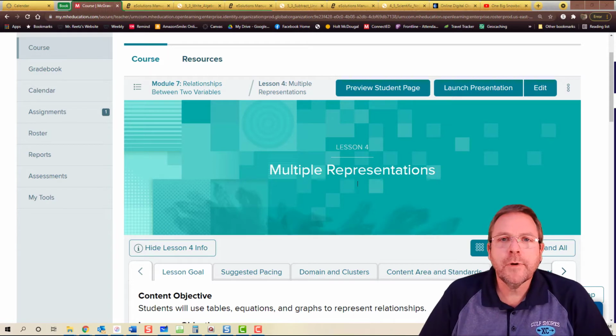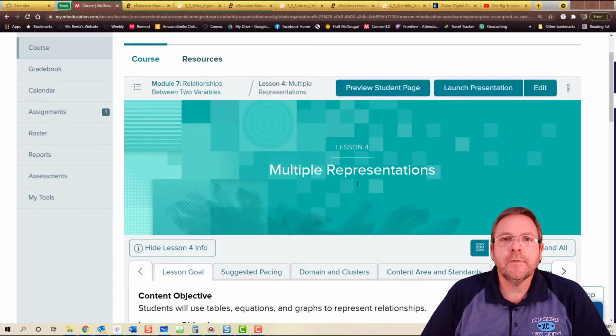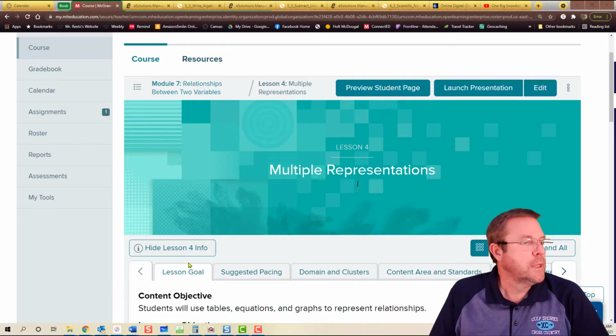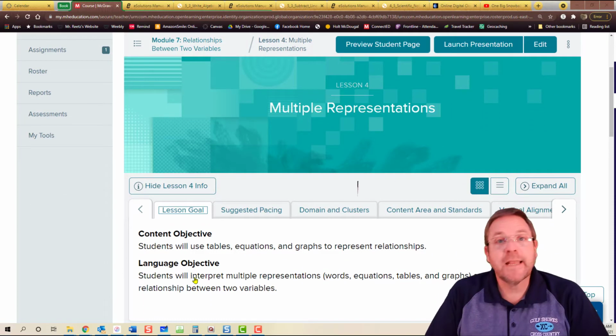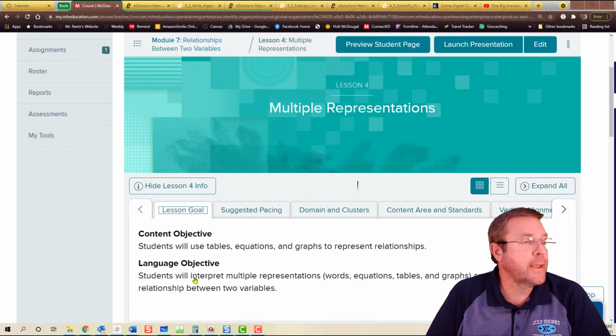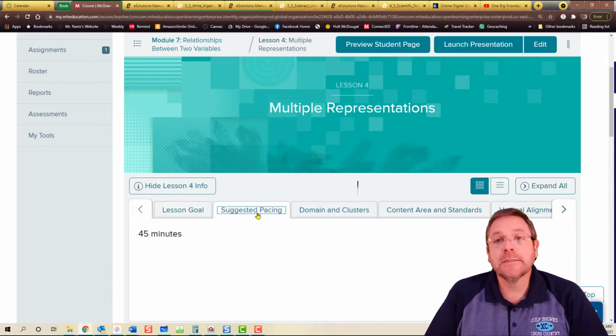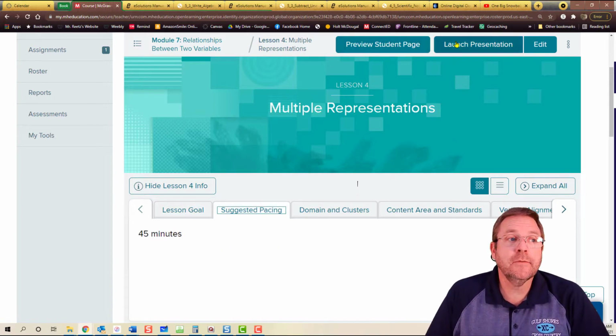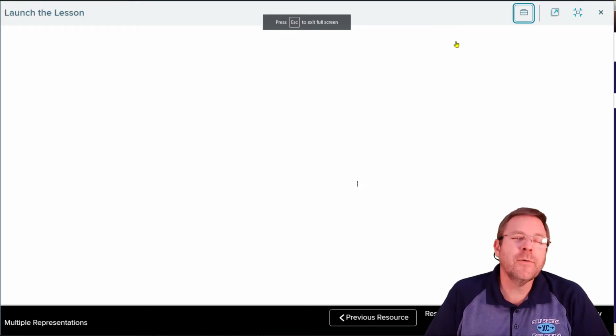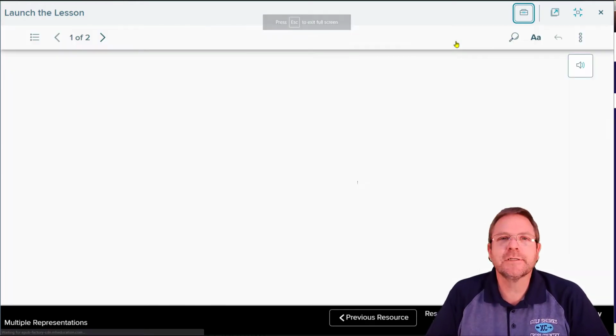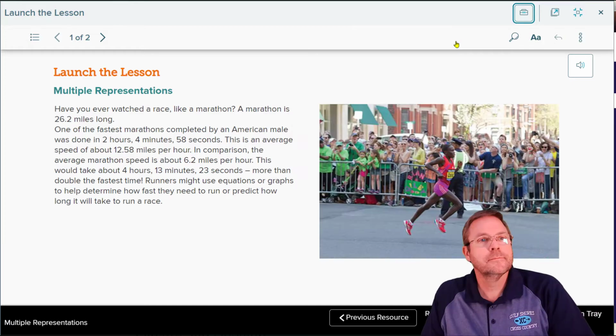And here we are already at the very end of Module 7, where we're going to start Lesson 4, which is multiple representations. The goal is that students will use tables, equations, and graphs to represent their relationships, which I think we've kind of been doing all of that. And the suggested pacing guide says this is going to be a quick and skinny lesson. Hopefully we will maybe be able to knock it out with one video. I don't know. We're just going to have to see how it goes.